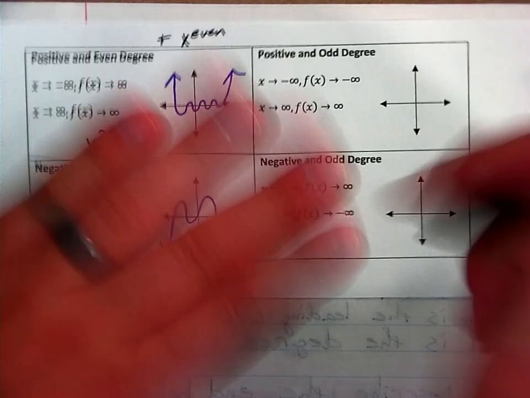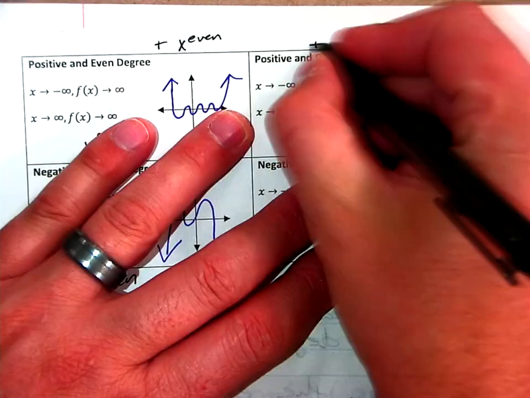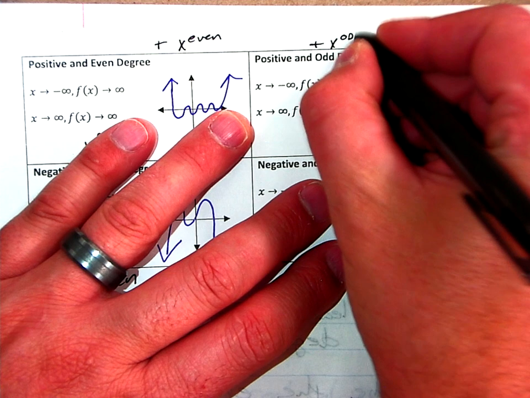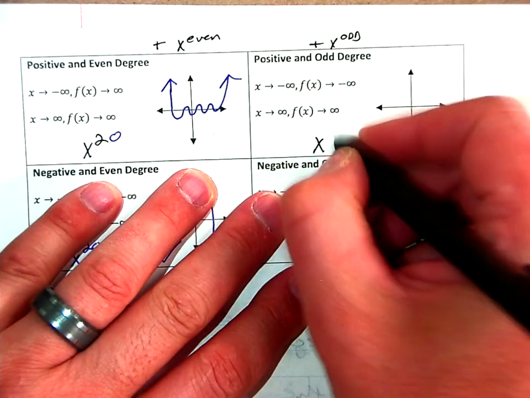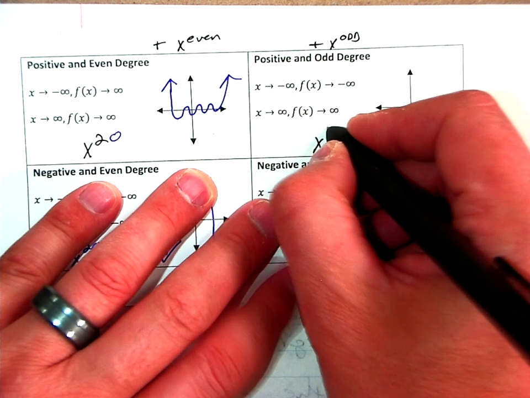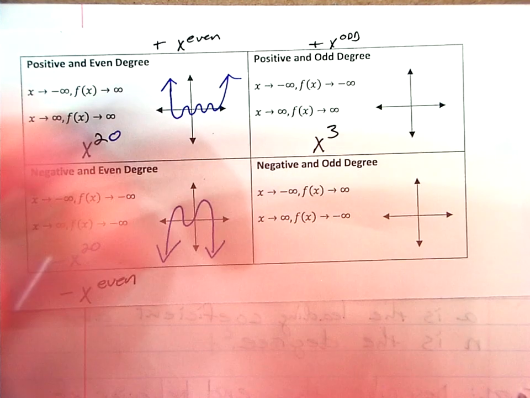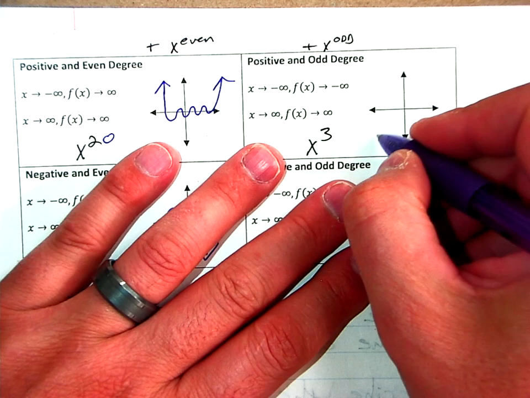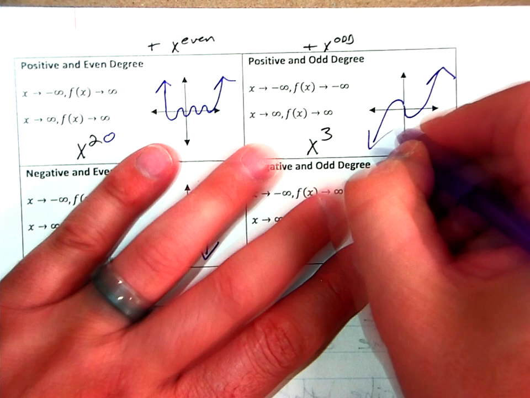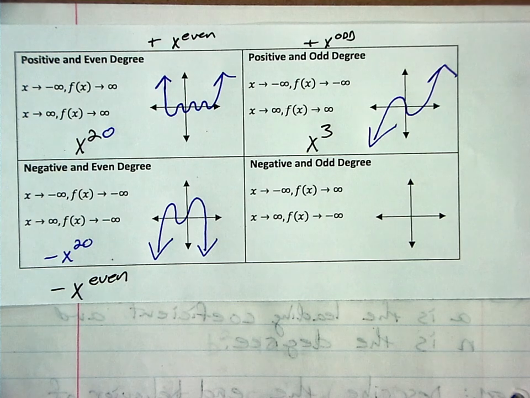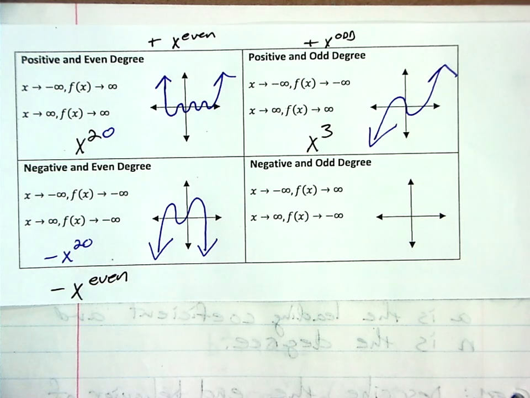Conversely, this is a positive x to the odd. So let's say we had x to the third. It needs to start in quadrant 3 and end in quadrant 1. It has to go in that direction. I'd like to think odd go in opposite directions: odd, opposites.